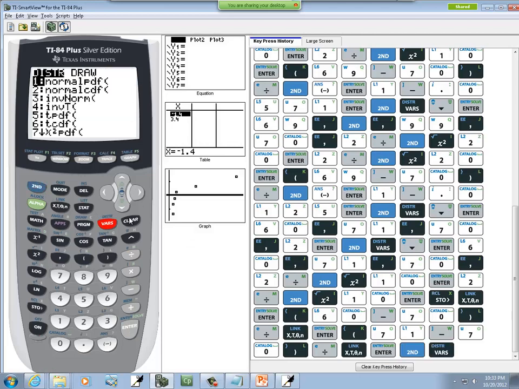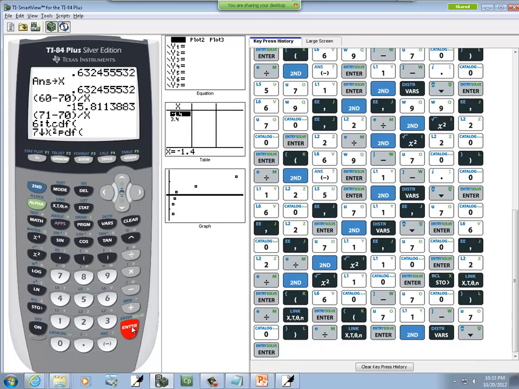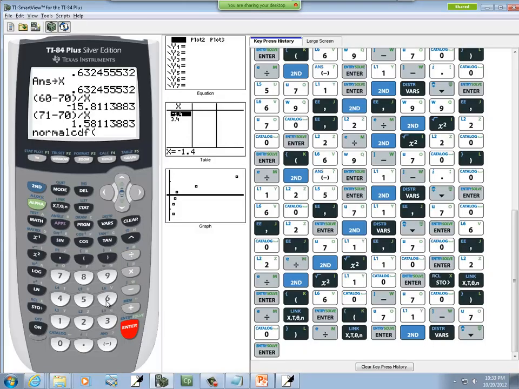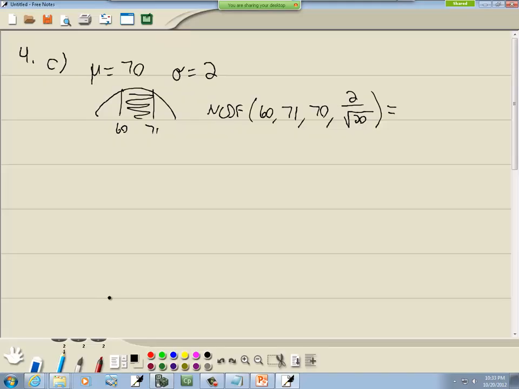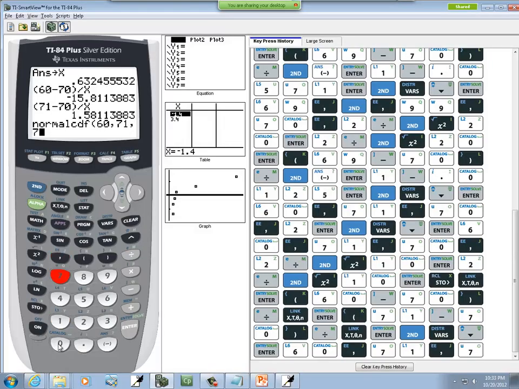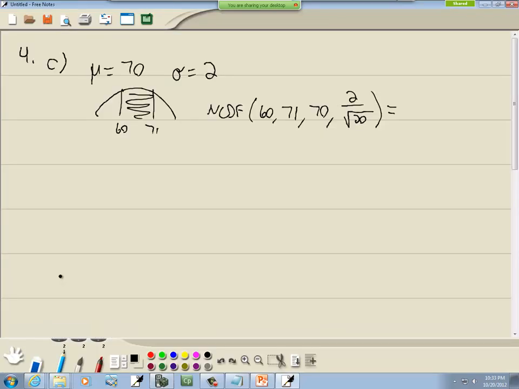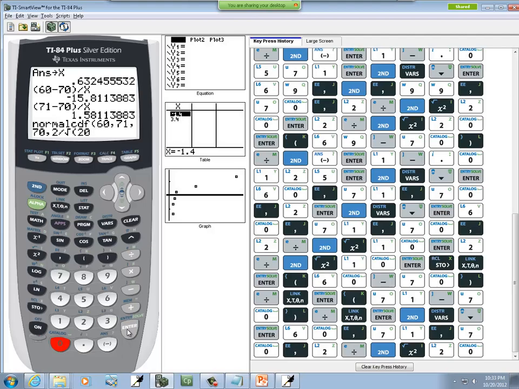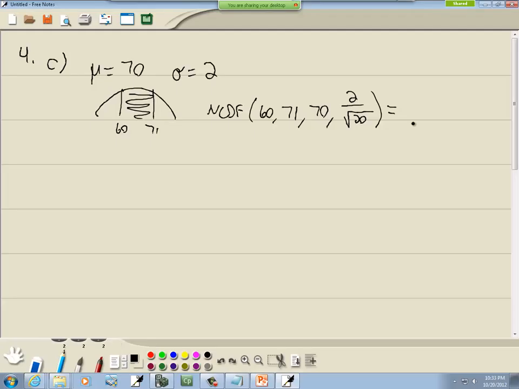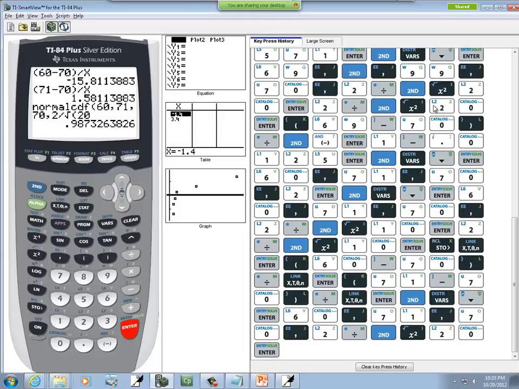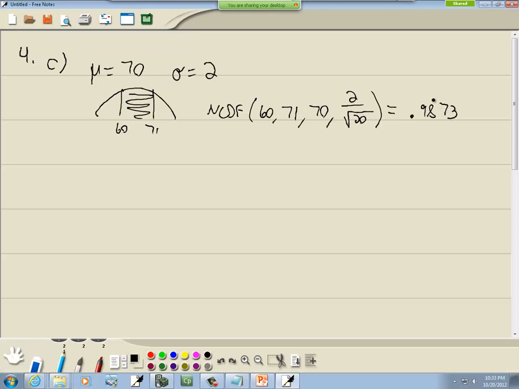Second vars, normal CDF, and 60, comma, 71, comma 70, comma 2 divided by the square root of 20. And we get 0.9873.